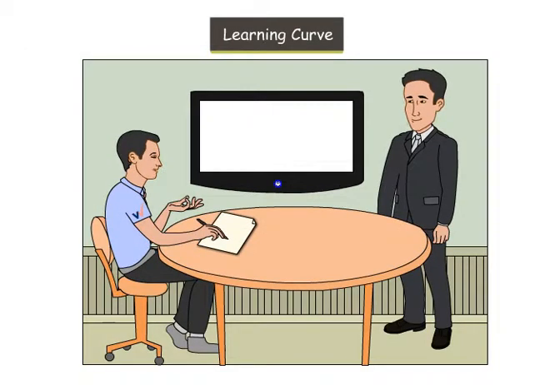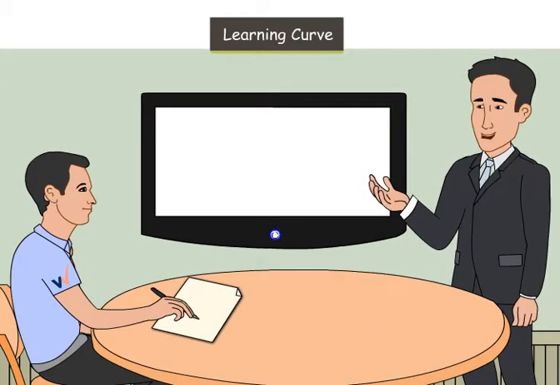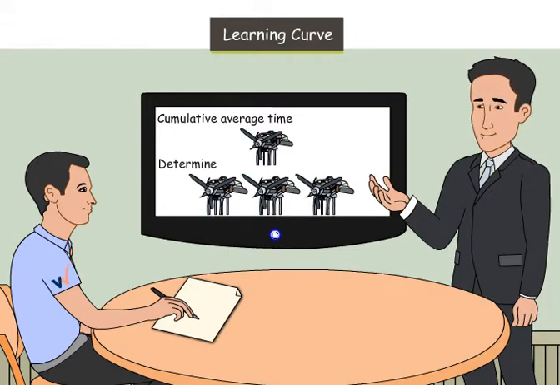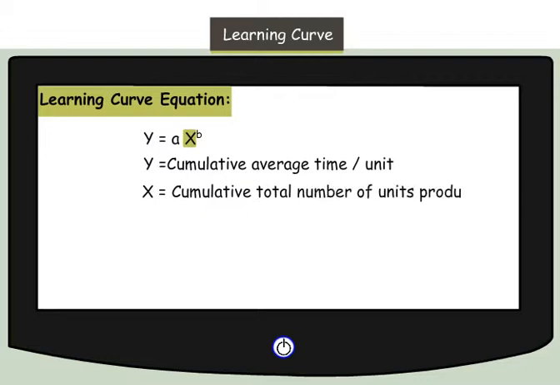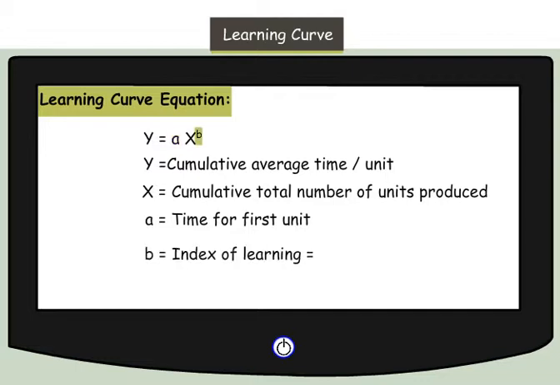Does that mean we could also forecast how much output the company might produce? Definitely, we could calculate the cumulative average time per unit and then determine how many parts we could expect. The learning curve equation is given by y = a x^b, where y is the cumulative average time per unit, x is the cumulative total number of units produced, a is the time for the first unit, and b is the index of learning and is equal to the log of learning ratio divided by log of 2.